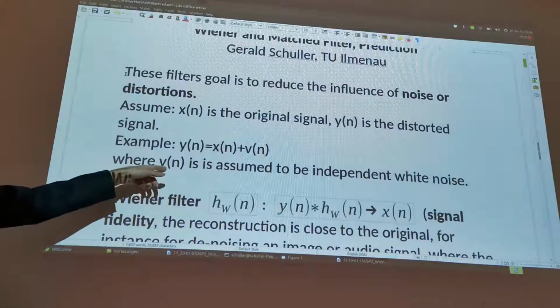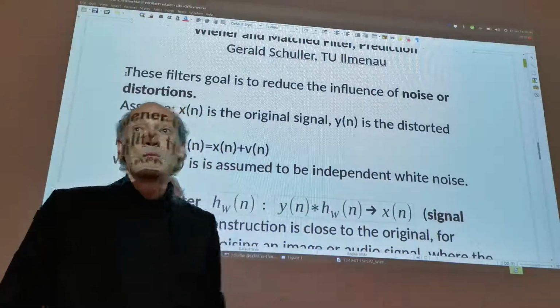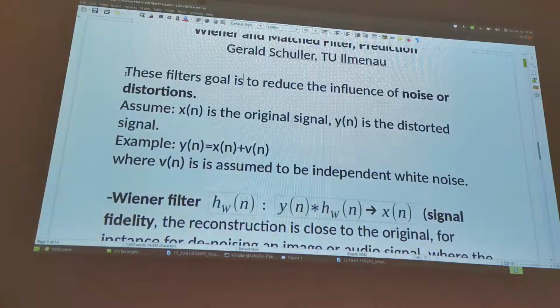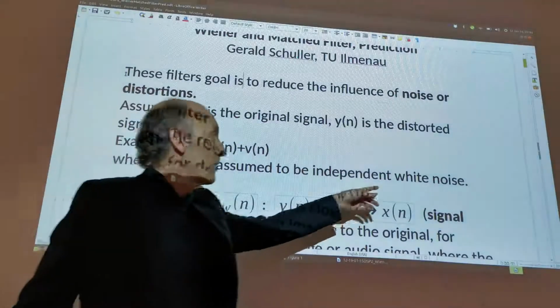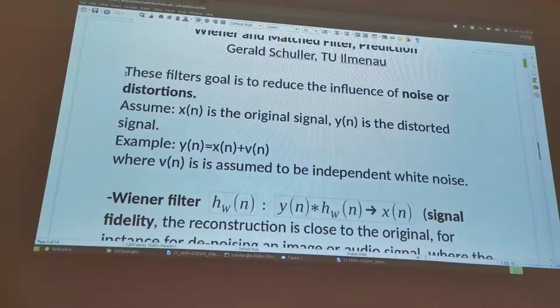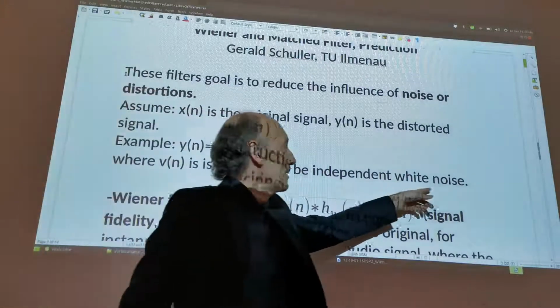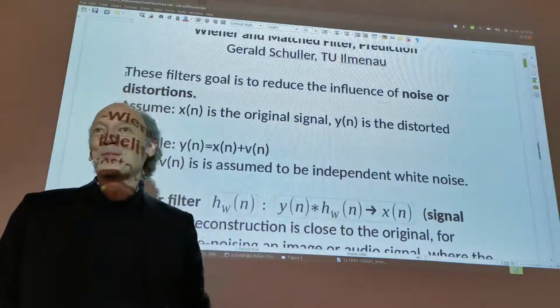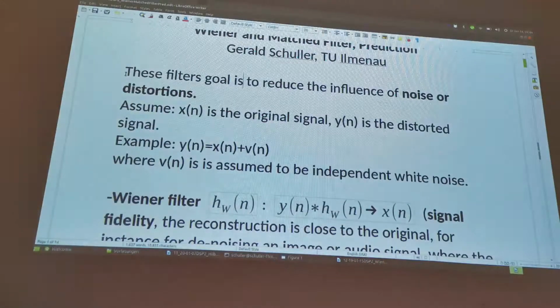And I assume that it's independent white noise. So this is coming from somewhere else. So this is not part of the speech, but is independent. And white noise means it has a flat spectrum. You have the same noise at each frequency. So remember, this independent white noise is kind of unrealistic. So when we have a recording, this is basically never the case. Right? But it has the advantage that we can find an easy solution for our problem. Right? So that's why we do it.